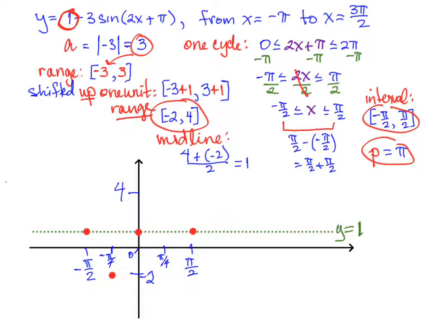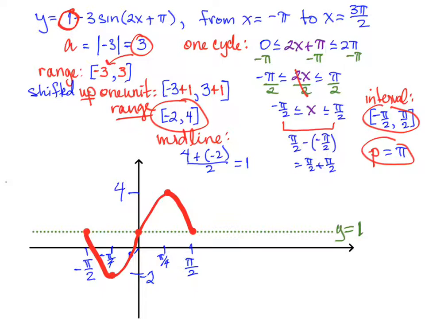And then the last key point that we plot, the one at positive pi over 4, is going to be up at our highest y coordinate. So there are the 5 key points in one cycle, so we can connect those dots. Now we're not quite finished. Our original task was to sketch the graph from x equals negative pi to x equals positive 3 pi over 2. So we have a little more work to do.